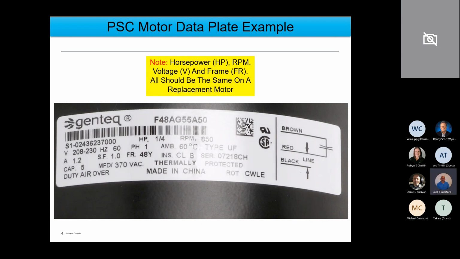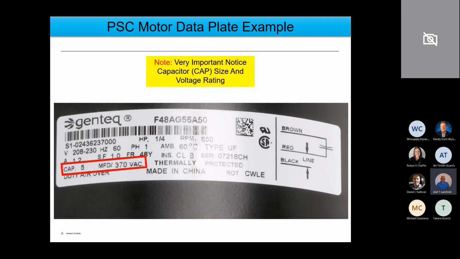And then one super important item to tie in with our previous slide and session. Please notice the CAP, the capacitor size, and the voltage rating. On the data plate of this motor, we see that it needs a 5 microfarad capacitor, 370 volt AC. But hang on a second.